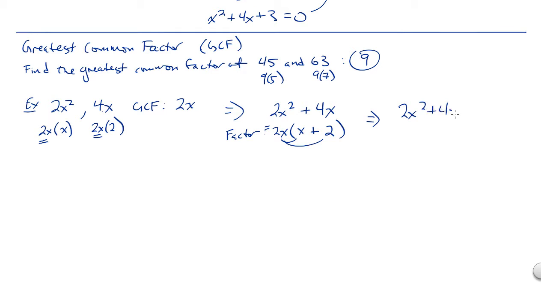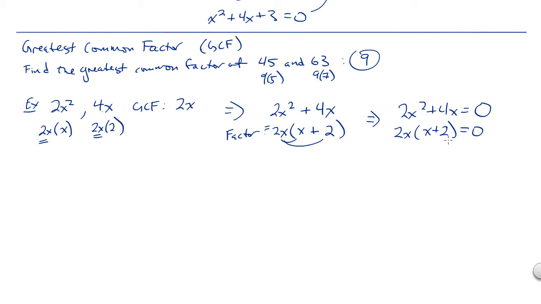2x squared plus 4x equals 0. You can't solve this by getting your x's by themselves because you've got two different terms that aren't like. You can't combine these two terms. So the goal is to get everything on one side and then factor. If you factor this left side, you get 2x times x plus 2 equaling 0.